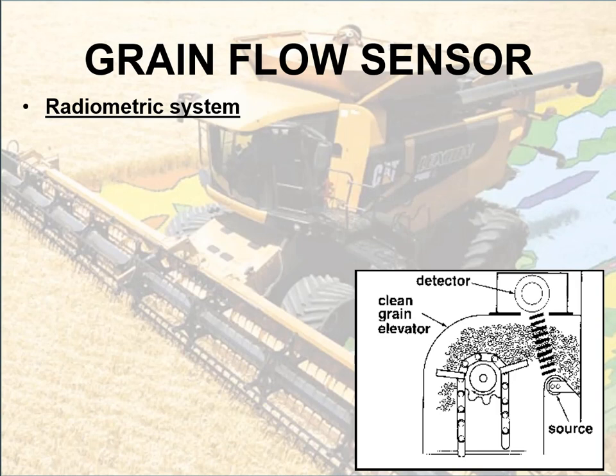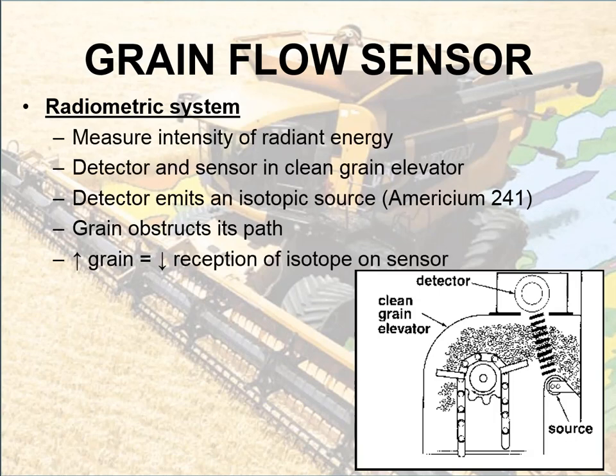Another type of system for grain flow sensors we see out there is what's called the radiometric system. Basically it's a pair of sensors. One is a detector, one is a source, and it's measuring how much radiant energy passes through. You can see by the image down there that on one side we have a source, and it's beaming an isotopic source. Typically it's americium-241.